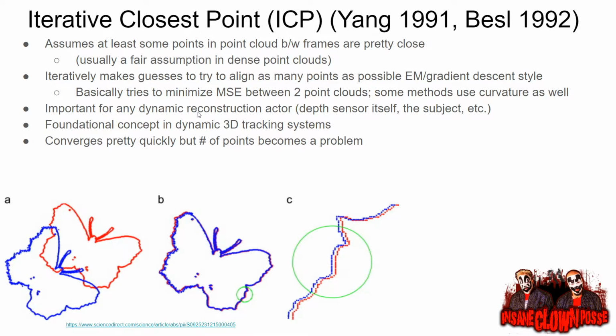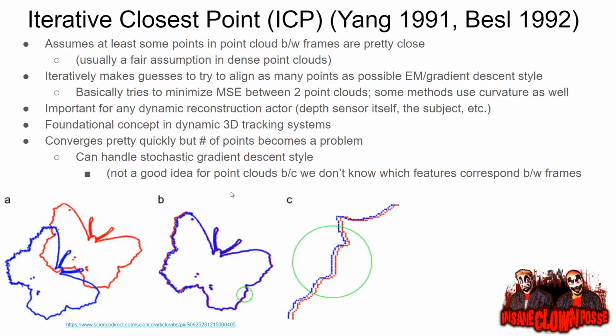ICP does converge pretty quickly, but it becomes a problem where the number of points that you have will accelerate the amount of time that it takes to find a convergence, like a good alignment. So you can do it stochastic style where you just take some subset of the points. There are other methods that do it locally. The stochastic method is not great because the features are not ordered the same between the point clouds. You don't know that the points are the same, and you don't know what kind of correspondence there is, and there's just a lot of randomness with point clouds, so it's not always a good idea to just throw a bunch of points away.